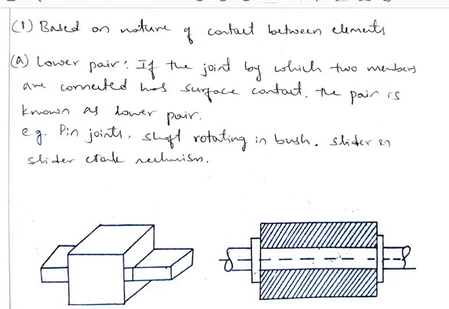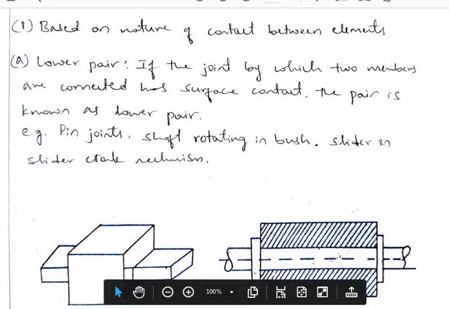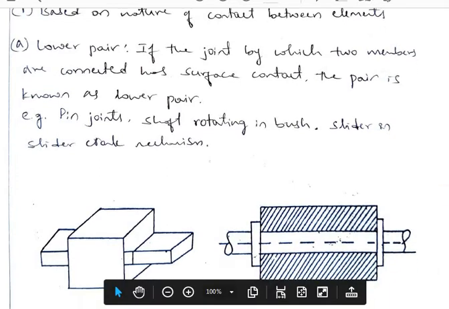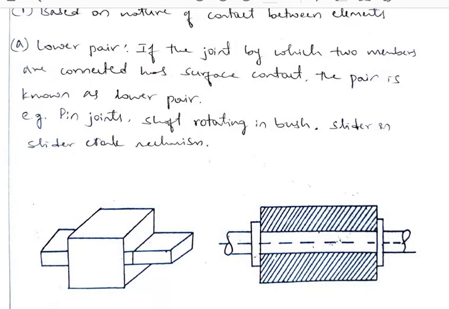And first we see what is this lower pair. If the joint by which two members are connected has a surface contact, the pair is known as the lower pair. Okay, so when two bodies are in surface contact, we can say it is a lower pair.